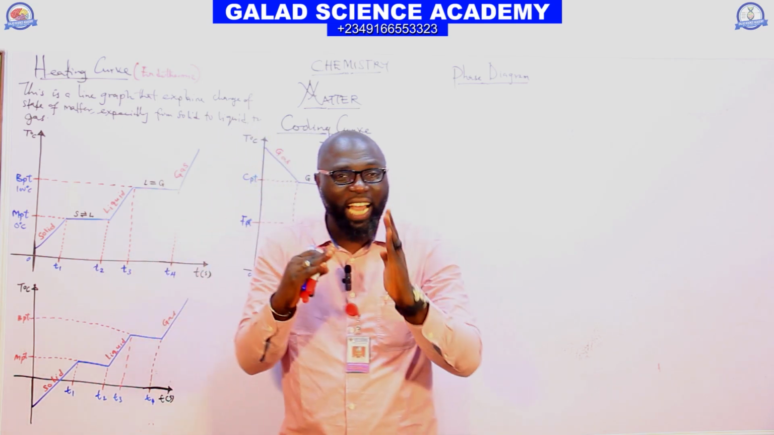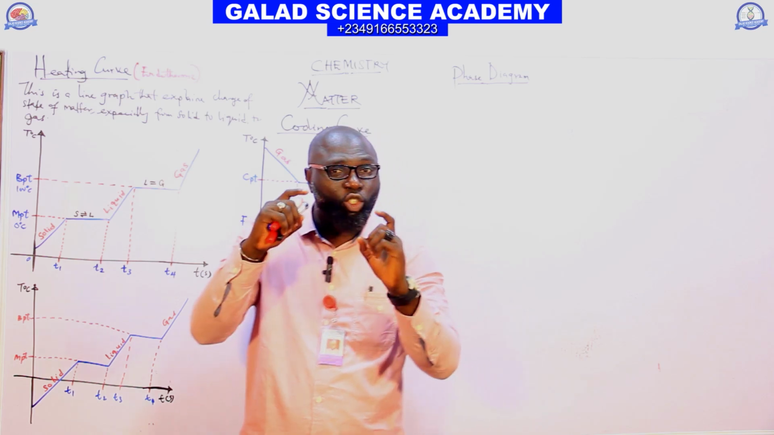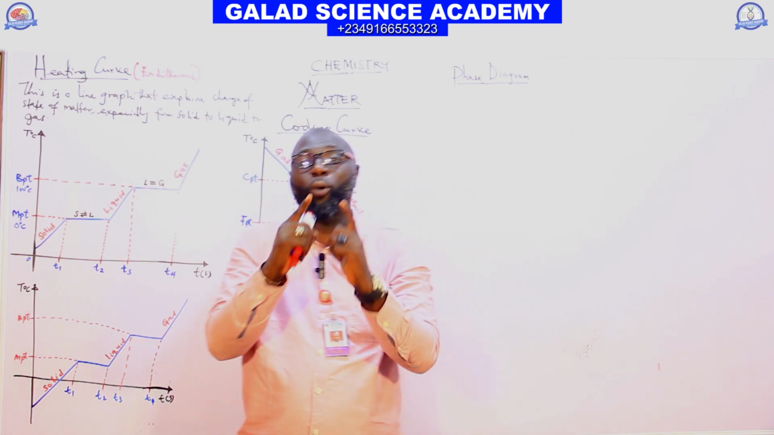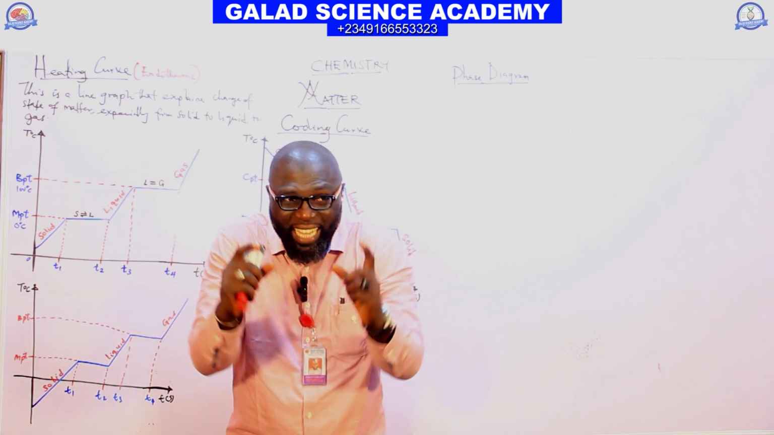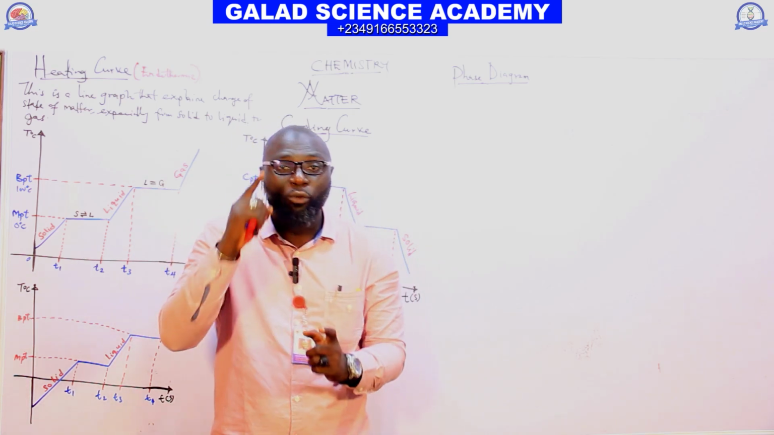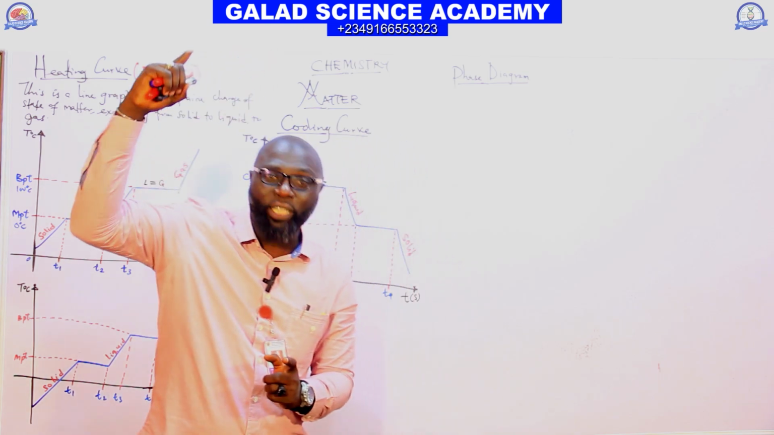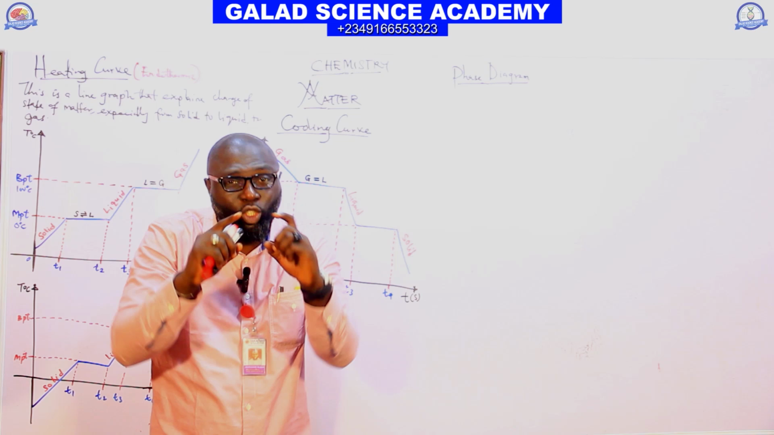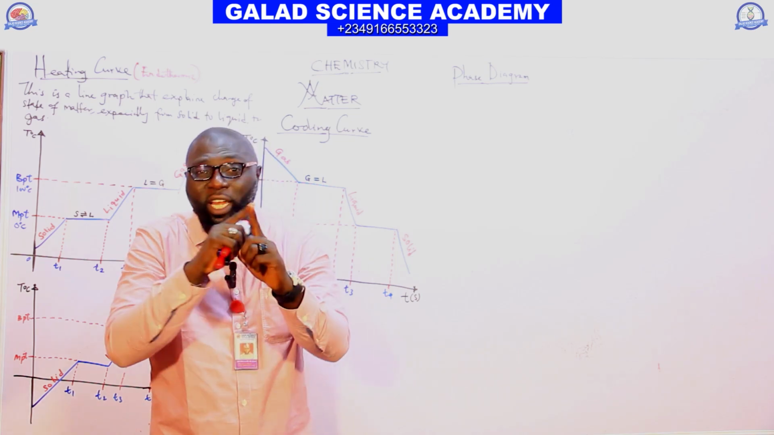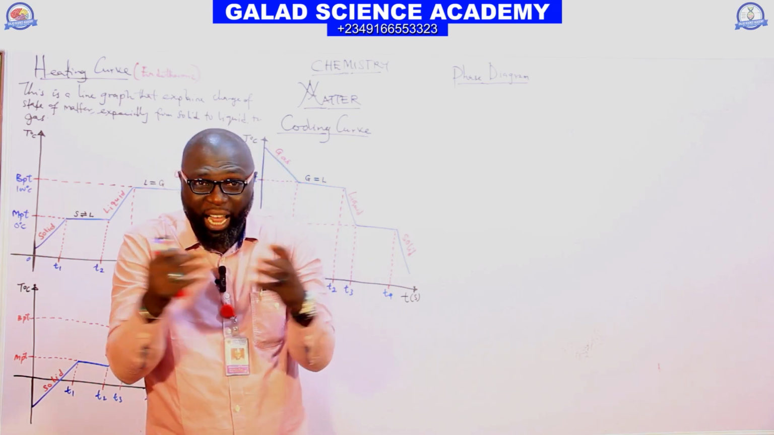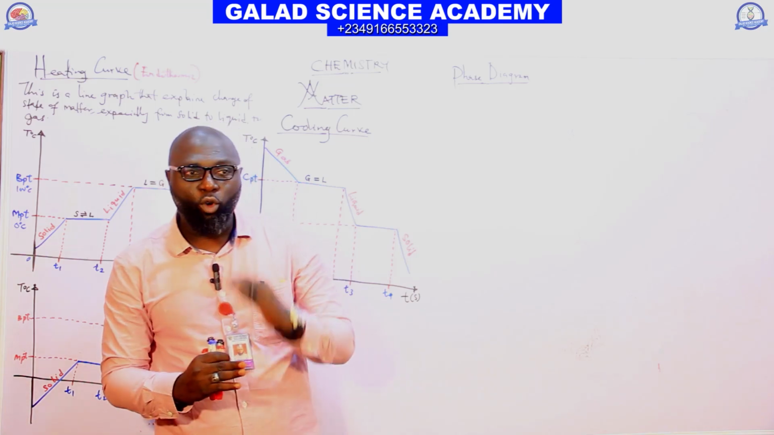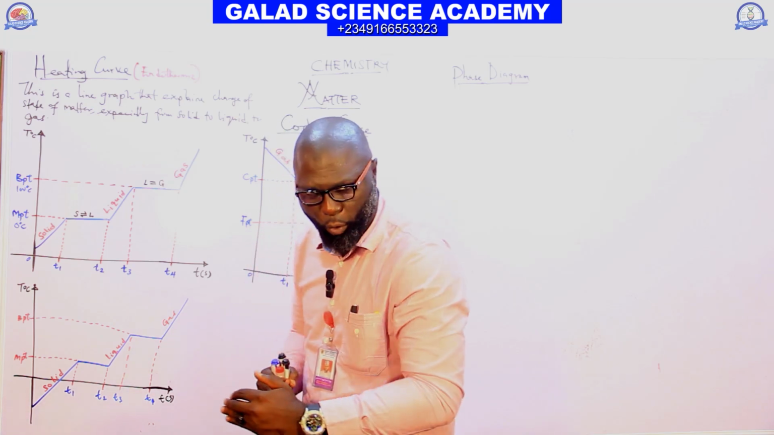And in the phase diagram, two things need to be noticed. What's the first thing? The triple point, a point where solid, liquid, and gas exist in equilibrium. And we also have a point called the critical point, a point where liquid and gas cannot be distinguished and become a supercritical fluid.